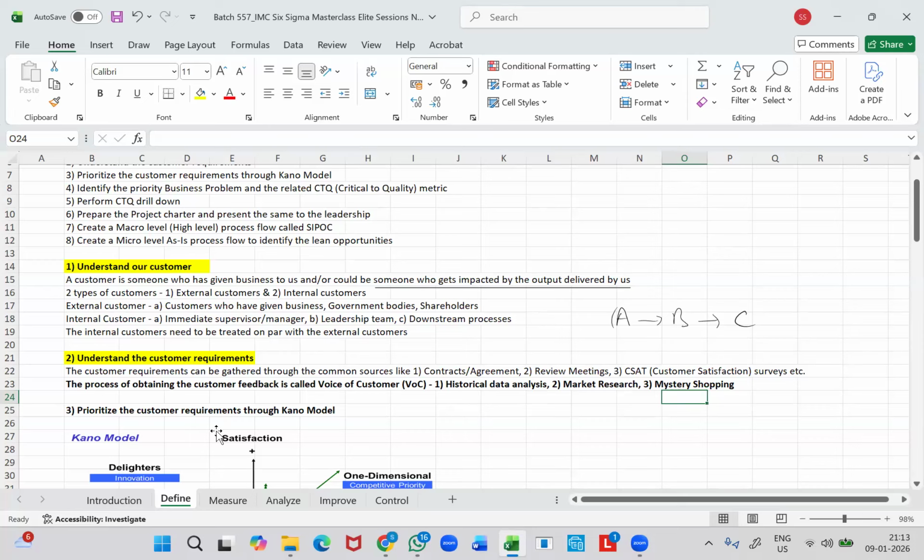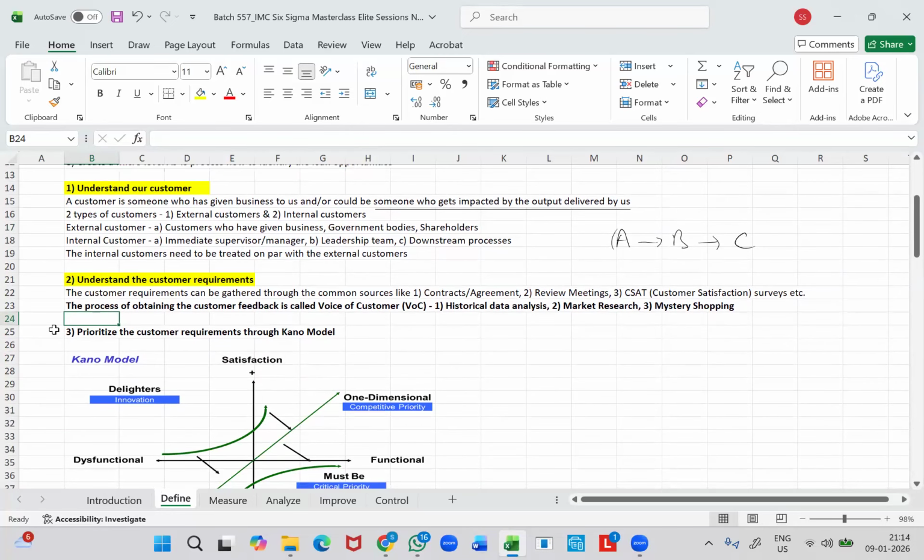So there can be a question on this. The question would be: the voice of the customer would include. They would have given these three as options: historical data analysis, market research, and mystery shopping. And the fourth option will be all of the above. So we need to pick all of the above as the correct option, because voice of the customer would include historical data analysis, market research, and mystery shopping, all three of them. So all of the above will be the correct option.